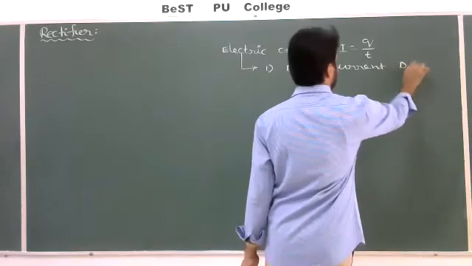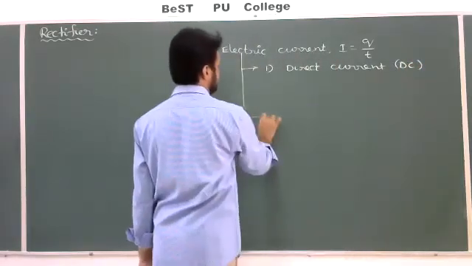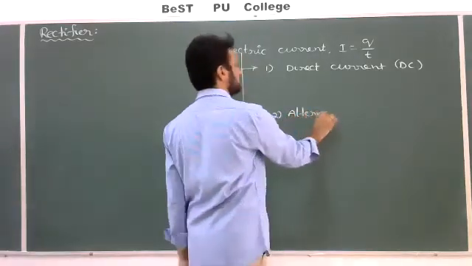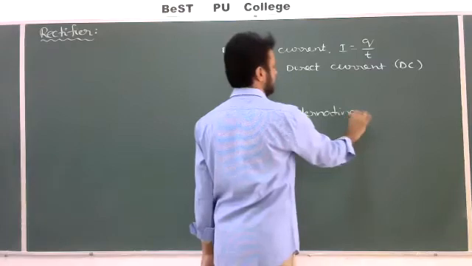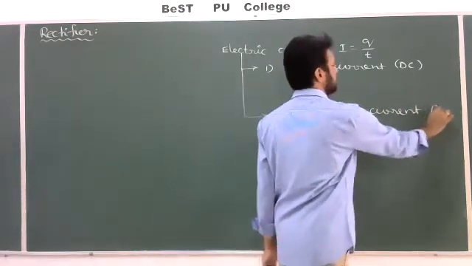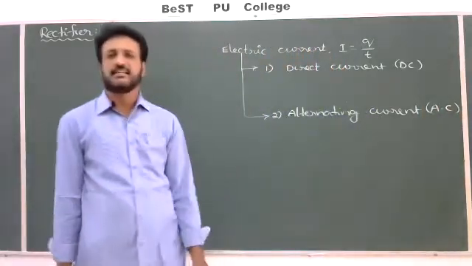So simply we can say DC. And the second is said to be AC, alternating current. Alternating current. So simply we can call AC. What is AC and what is a DC?